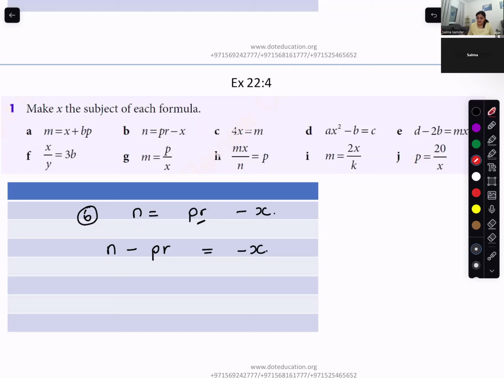Now I need x in the positive form. So what will I do? I will multiply with minus 1. So the signs over here would change. So it will become minus n plus PR is equal to x. X is to be the subject, so x will be on the left. So x will be PR minus n.